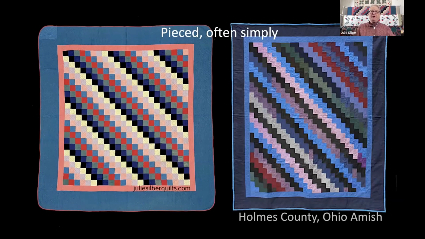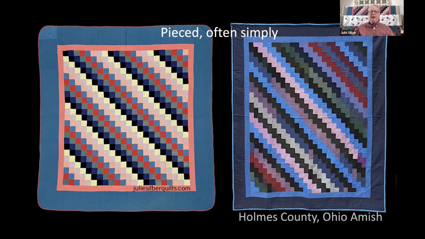So, pieced quilts, often simply, and here you can see the quilt in question on the left, and on the right is a lightning streak or bricks quilt from Holmes County, Ohio. Again, both of them are one patch quilts, and they are pieced. It's very, very rare, though not impossible, to find an appliqued Amish quilt.